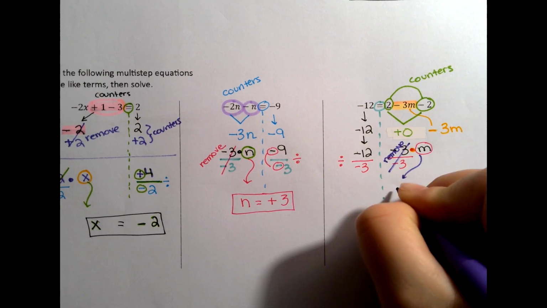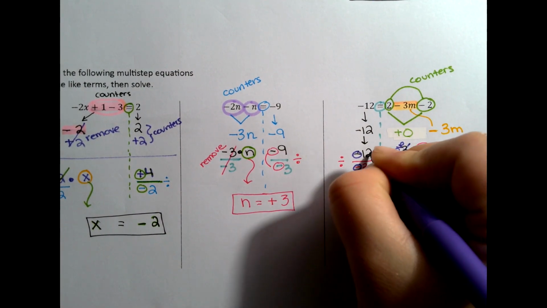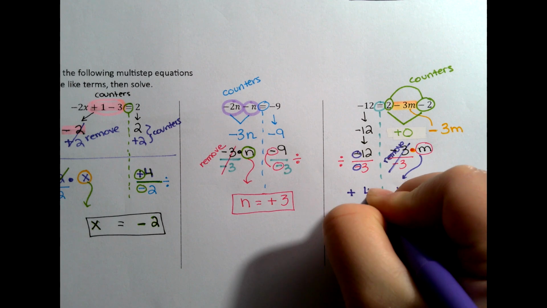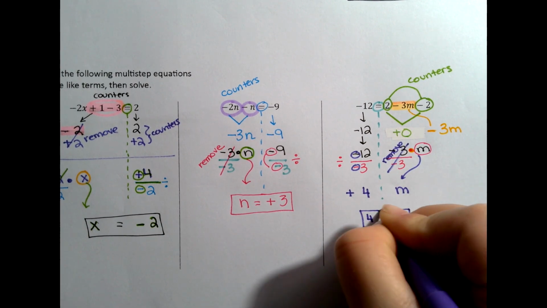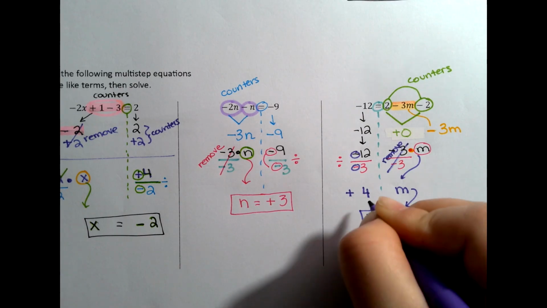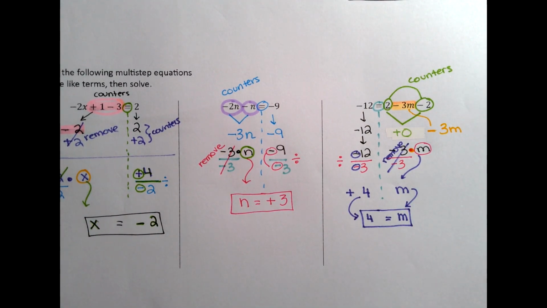Bring down your m. Here we are dividing. So negative gives me a positive. 12 divided by 3 is 4. So m is equal to 4, just like that. Make sure m is on your right side and 4 is on your left side. Make sure there's a balance. Don't just switch the letters here, the placement.